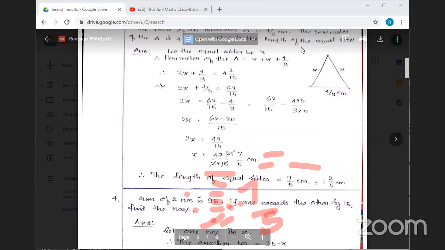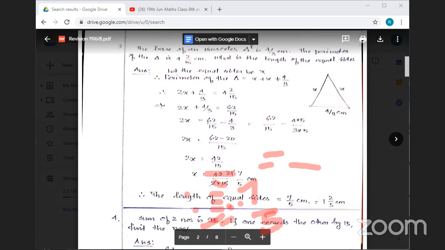Therefore, in the isosceles triangle, what is the length of the equal sides? The two sides are equal. This is 7 by 5, and this also is 7 by 5. Any doubt in this? Are you clear?